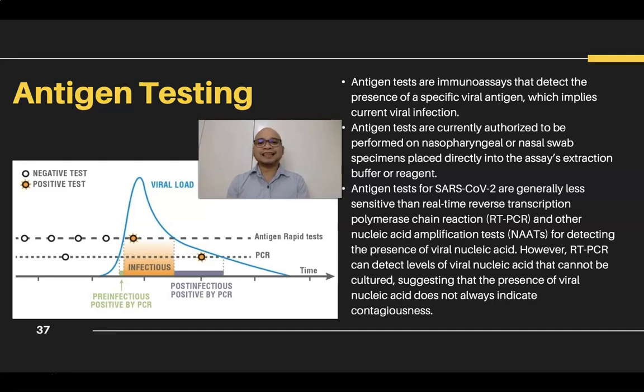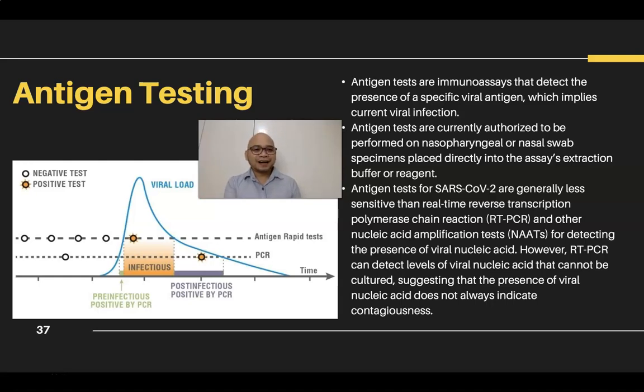Okay, so antigen tests are currently authorized to be performed on nasopharyngeal swab or nasal swab specimen placed directly into the assay's extraction buffer or reagent. So the antigen tests for SARS-CoV-2 are generally less sensitive, okay, than real-time PCR. So what's the implication if it's less sensitive? If it's less sensitive, there's a chance for you to get a false negative result. Okay, so it is less sensitive than RT-PCR, and other nucleic acid amplification tests for detecting the presence of viral nucleic acid.